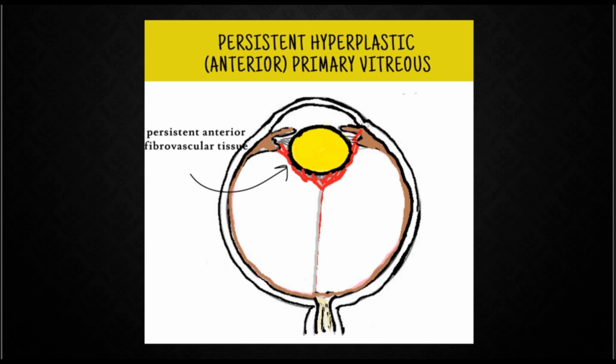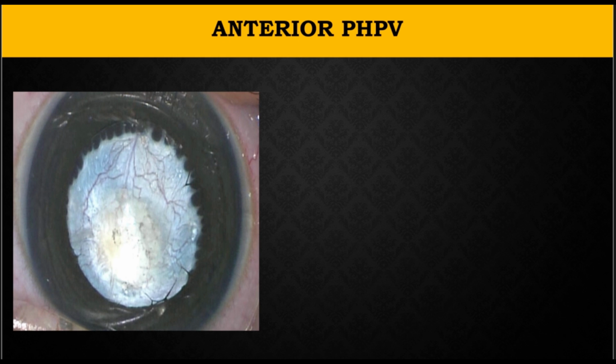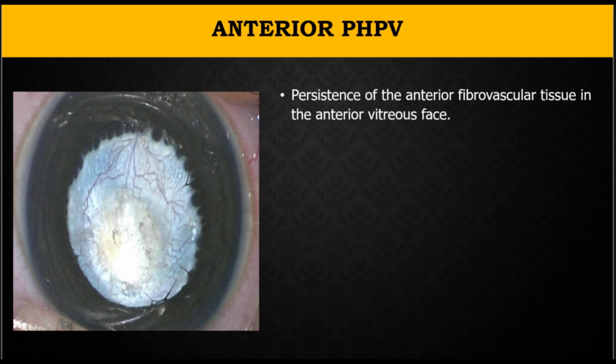So here you can see a diagram depicting the anterior PHPV. You can see that we have this persistent anterior fibrovascular membrane because of the persistence of the anterior part of the hyaloid artery, which is forming the posterior part of the tunica vasculosa lentis. So this is known as the persistent anterior primary vitreous. You can see the posterior part of the stalk is thinned out, whereas the anterior part of the hyaloid is persisting, right? So obviously here you will see the anterior fibrovascular tissue in the anterior vitreous phase or behind the lens.